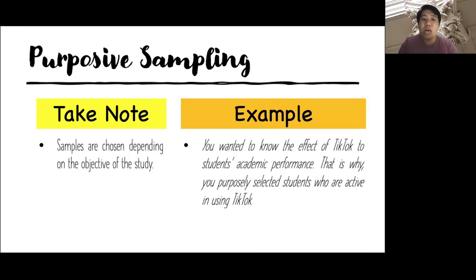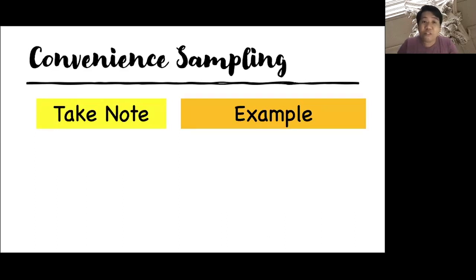So ano example? You wanted to know the effect of TikTok to students' academic performance. That is why you purposely selected students who are active in using TikTok. So di ba po, ang gusto mong malaman ay yung effect ng TikTok sa mga estudyante. Kaya right away, ang pinili mo maging participant ay yung mga gumagamit ng TikTok. Simple as that. That is purposive sampling. Next po is convenience sampling.